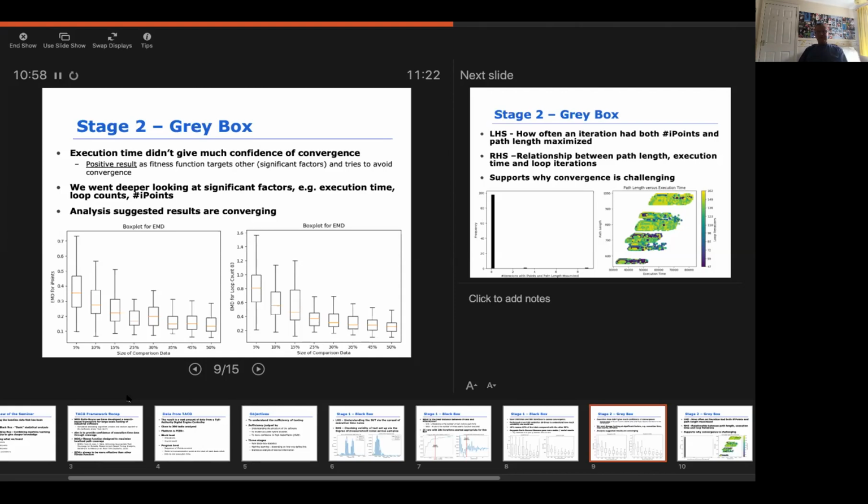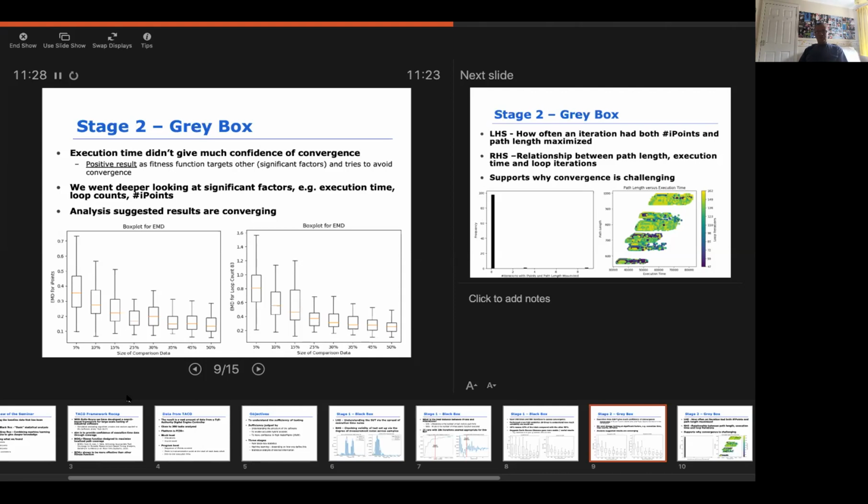So basically we looked at what we thought were significant factors, which would be things like execution time, loop counts, and number of I-points covered in the particular iterations. In these graphs, we concentrate on box plots using the Earth mover's distance. We had a number of trials. We did cross-fold validation, where we take, say, 10% of the comparison data and compare it with 90%, and we do that, say, 100 times.